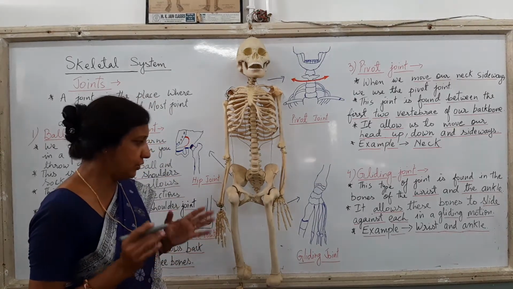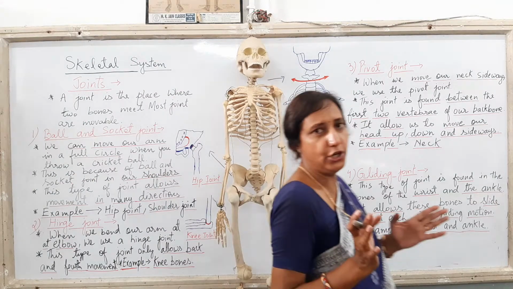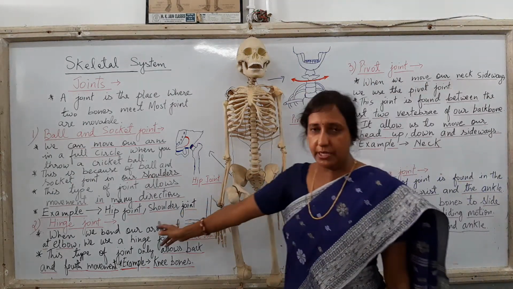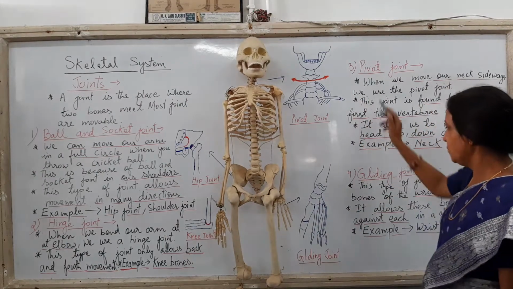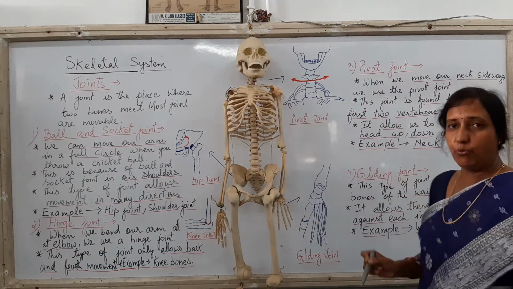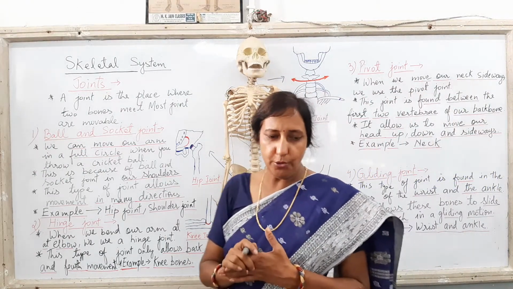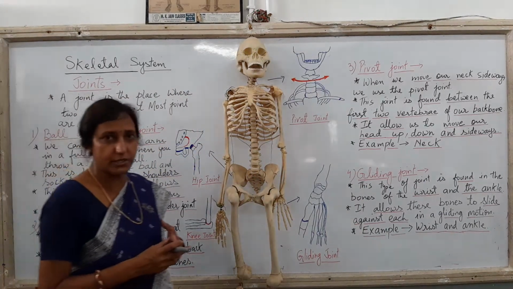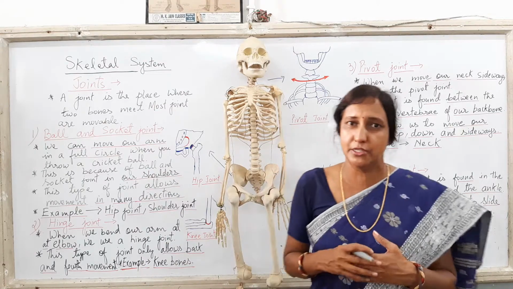So in all, children, you have learned the four kinds of joints, that is the ball and socket joint, the hinge joint, the pivot joint and the gliding joint. And what are they all about? I hope through this video you are able to understand the various kinds of joints present in your skeletal system.